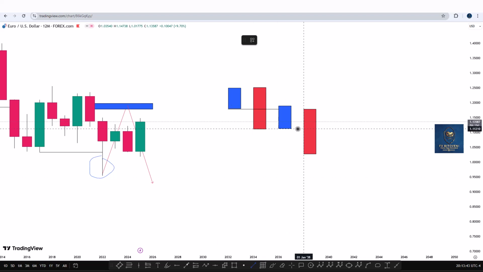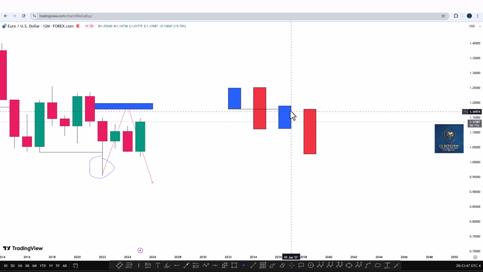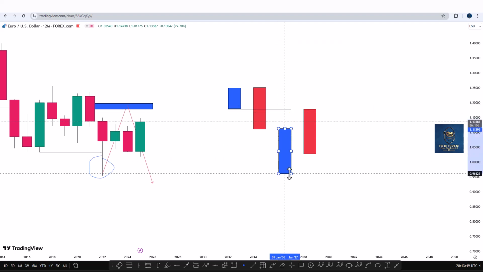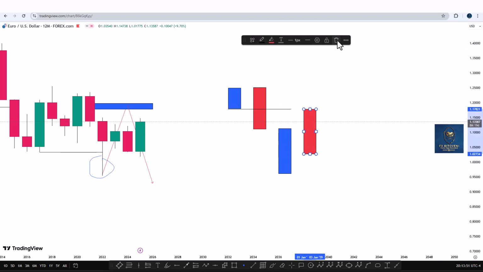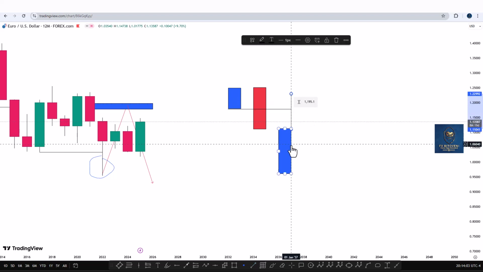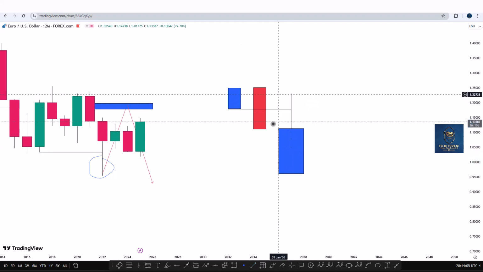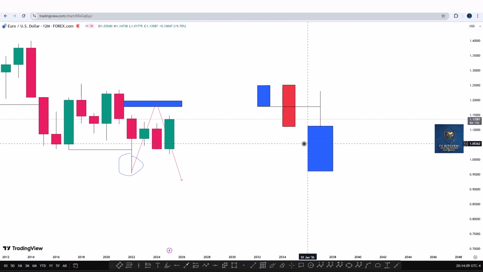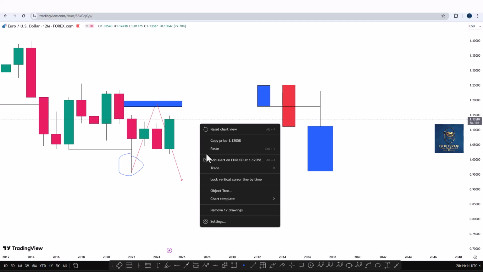So we must see this forming, or we may even see another bearish candle forming after trading higher. It tried to go back there and it got rejected. Something like that. See that? This is the nature of the market.